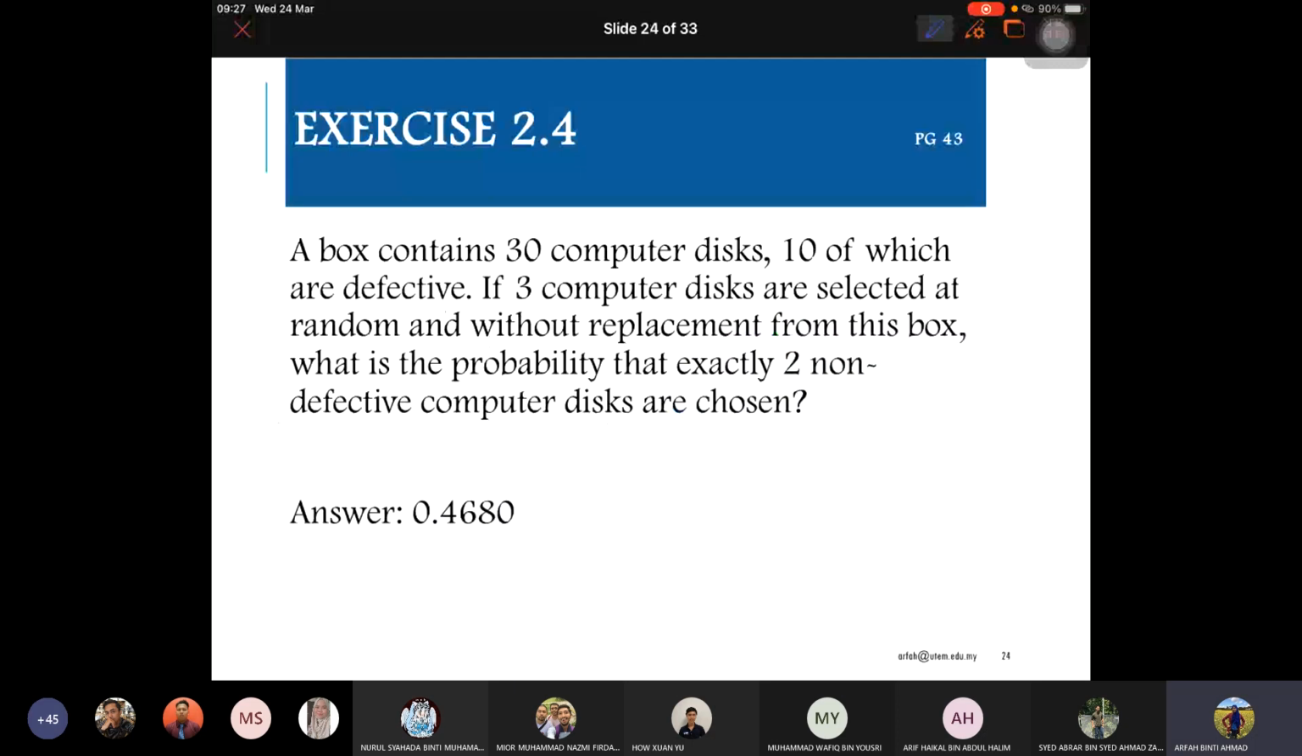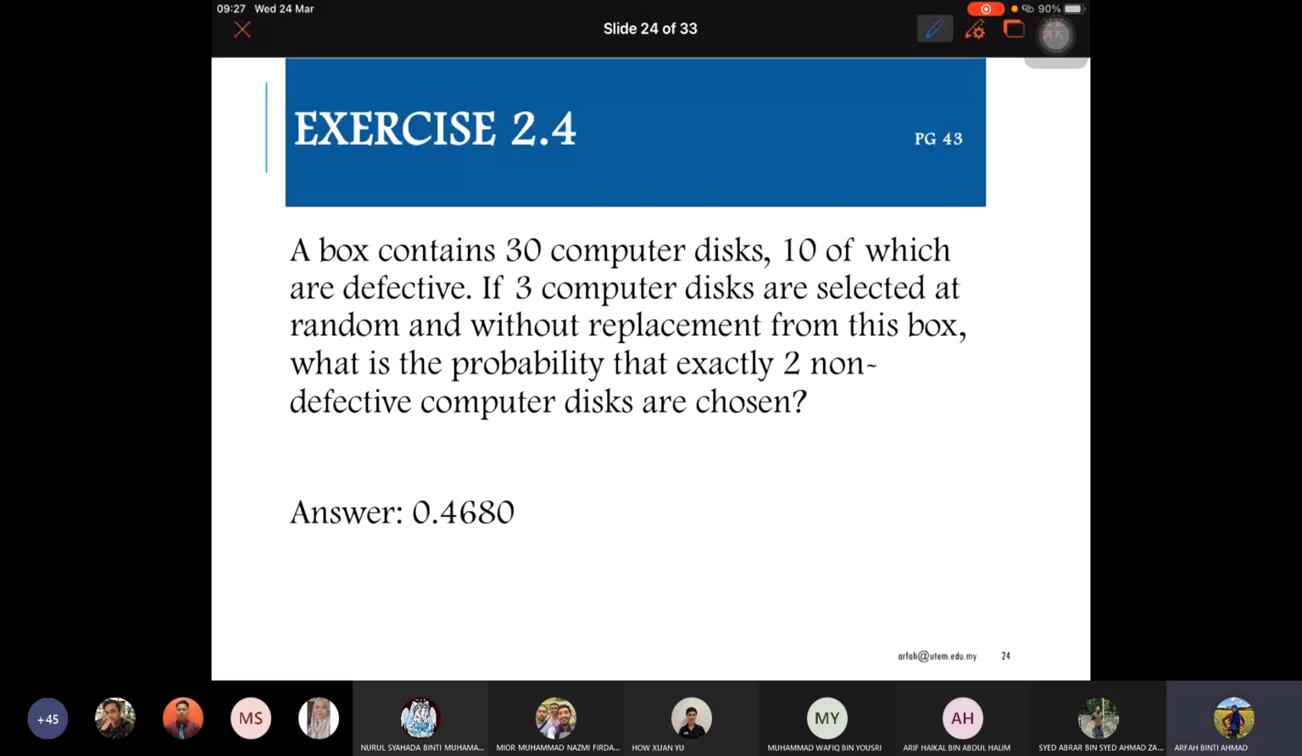Okay. So exercise 2.4, dia ada bagi jawapan akhir ni, tapi kita tengok cara nak buat the calculation. A box contains 30 computer disks, 10 of which are defective. If 3 computer disks are selected at random and without replacement from this box, what is the probability that exactly 2 non-defective computer disks are chosen?